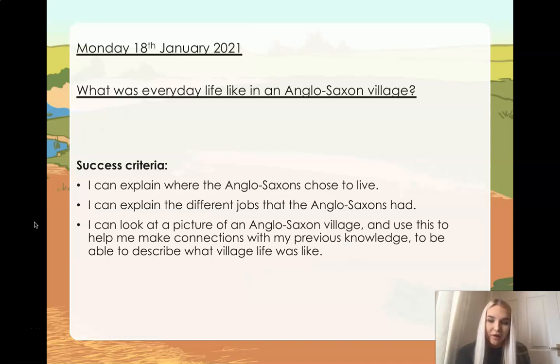So first of all, by the end of this lesson you're going to be able to explain where the Anglo Saxons chose to live. You're going to be able to explain the different jobs that the Anglo Saxons had. And you're also going to be able to look at a picture of an Anglo Saxon village and use this to make connections with what you already know about them to be able to describe what village life was like.